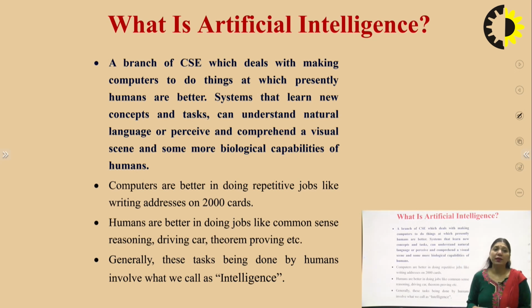Okay. So humans are better at jobs like common sense, reasoning, driving a car, theorem proving, etc. Isn't it? We have common sense. For example, today the weather is hot, but after 10 to 20 minutes clouds appear, and we can visualize that it is about to rain. So our common sense says that yes, I have to carry my umbrella, I have to go by car, we cannot go by scooty, because it is about to rain.